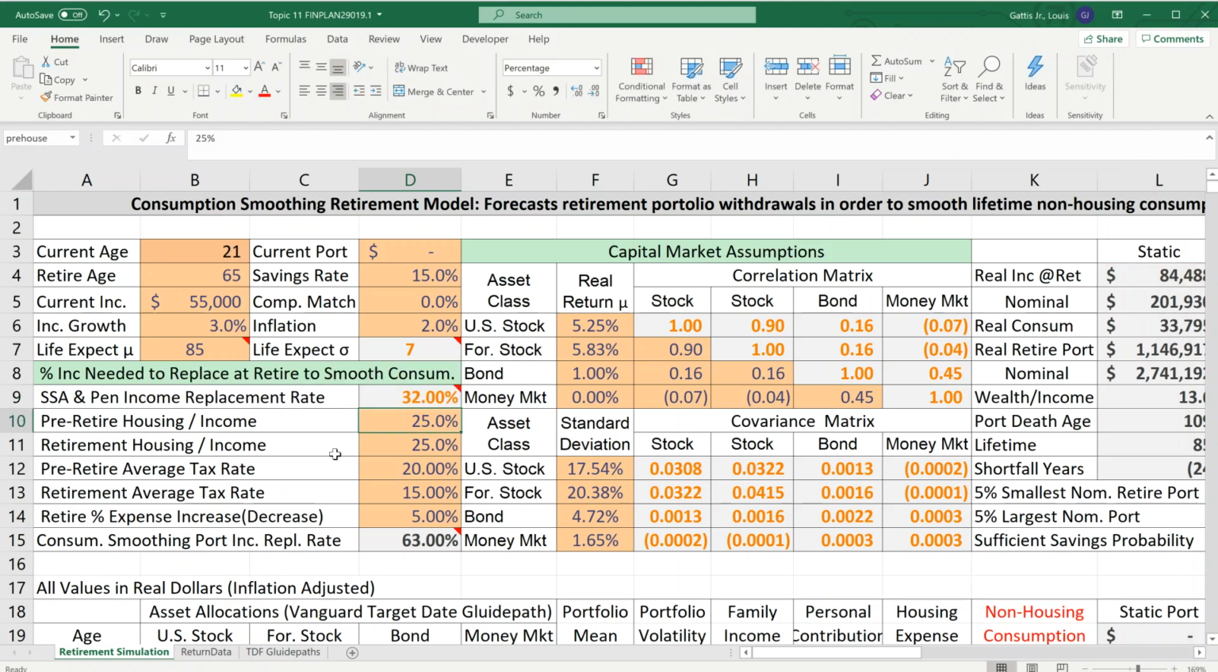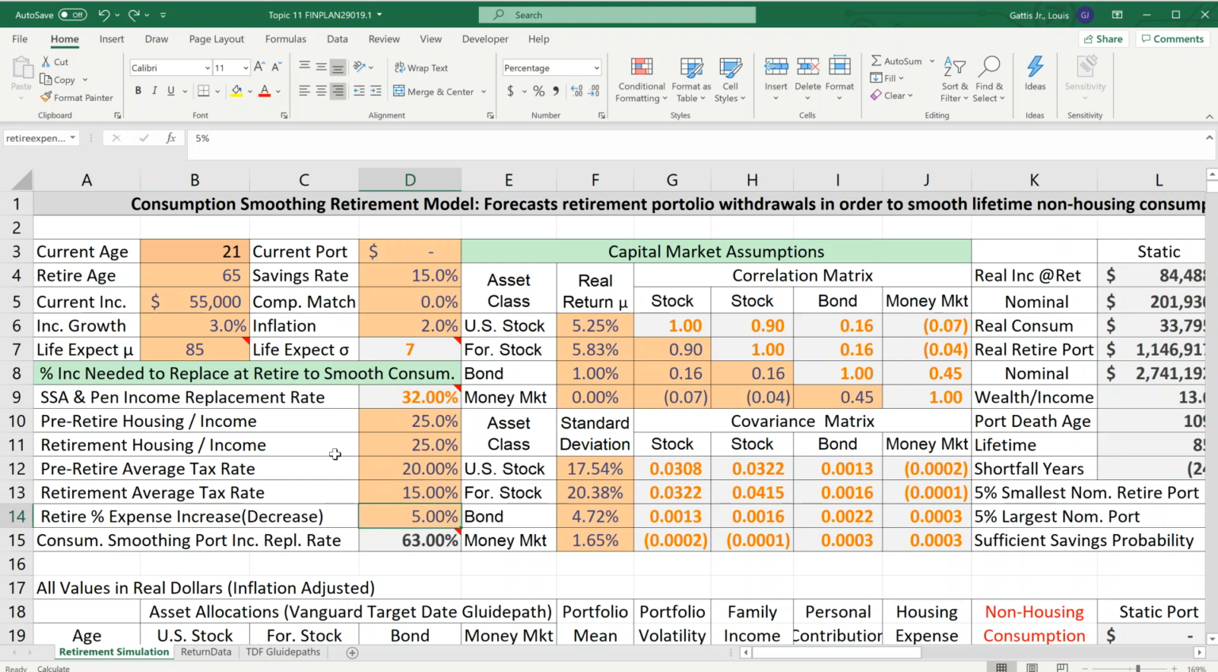Make an assumption that you're spending 25% on housing before retirement and after retirement. This allows you to downsize if you wanted to. You can say I'm going to save and go down to 20% in retirement. Your pre-retirement average tax rate is 20%, and then in retirement, say it goes down to 15 or even lower. It could go down to 10.